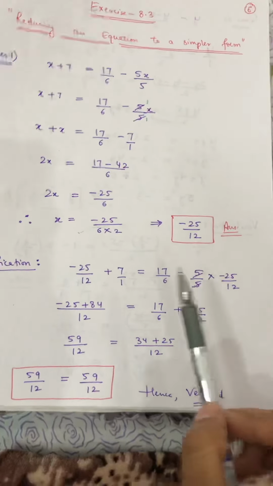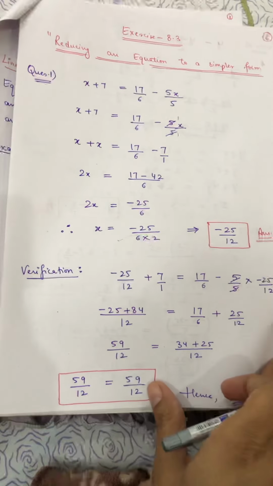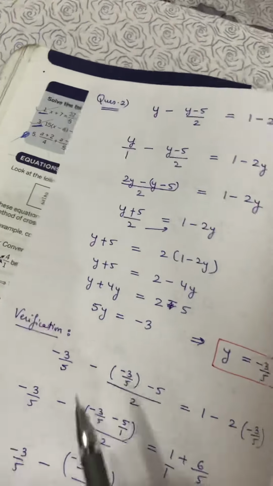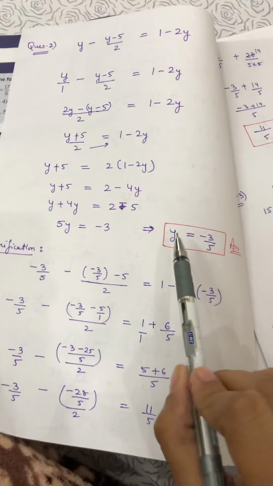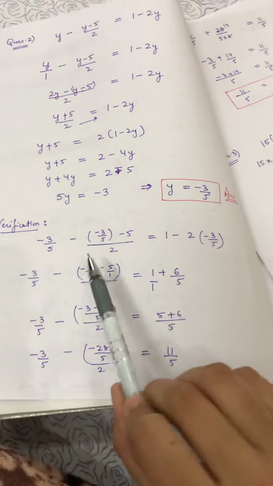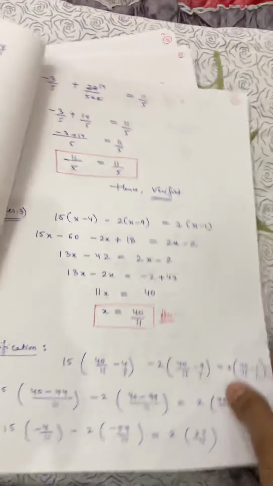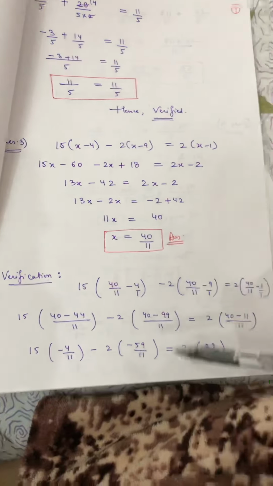Solve it and they will be equal. If they are equal, hence it is verified. Similarly, you have to solve the first question, second question. I have solved the second question. This is your y, and the answer is minus 3 upon 5. Now put this value in your question, and the left hand side and right hand side are the same. It is verified. Similarly, the third question.